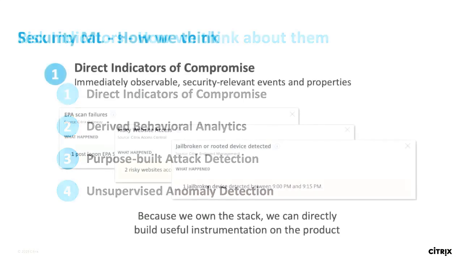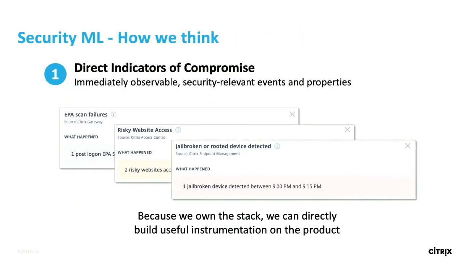So we'll start with the simplest ones, the direct indicators of compromise. And these are immediately observable, security-relevant events and properties of events. So in Citrix Analytics, we don't have to do too much other than recognize when something happened. Like, for example, if Citrix Gateway has detected that a user's device has something strange going on when it's done an endpoint scan and sent us that failure event, we know it right then. We don't have to do anything else.